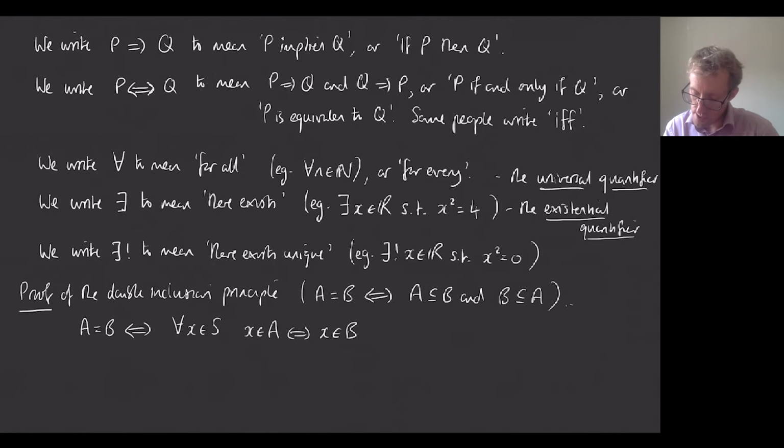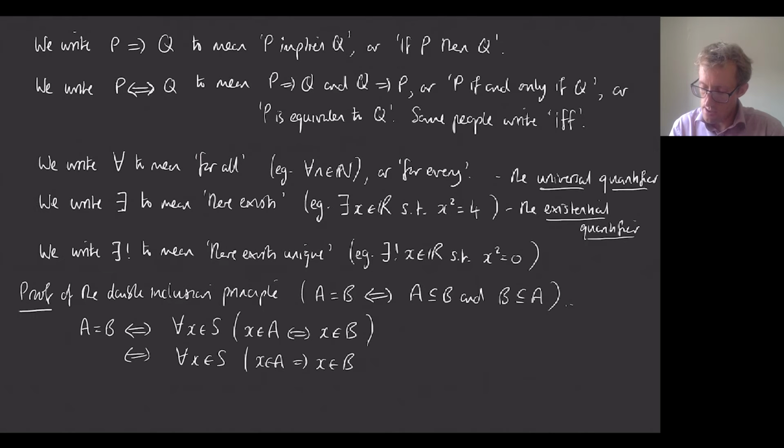And this has become a bit hard to read, so I'm going to put some brackets around here to clarify the way I was supposed to read that. So A is equal to B is equivalent to saying for every x in S, x is in A if and only if x is in B. And then I'm going to say, well, that's equivalent to saying something else. That's equivalent to saying that for every x, x is in A implies x is in B, and x is in B implies x is in A. That's really a definition of what this if and only if symbol meant.